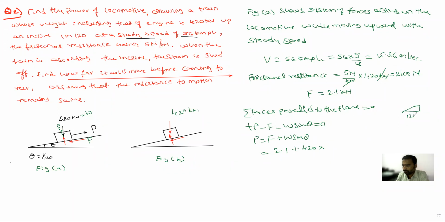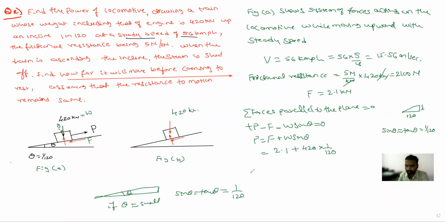For 120 meter, there is 1 meter rise. As theta is small, sin theta is equal to tan theta. It is 1 in 120, because horizontally it is 120 meter and vertically only 1 meter. If theta is very small, you can write sin theta equal to tan theta, that is 1 by 120 directly. So this is W into 1 by 120. Calculate the value of P. It is 5.6 kilonewton.